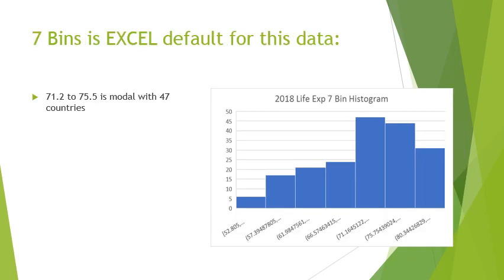The built-in default for this data has 7 bins in it, and in this we see that the modal value occurs between 71.2 and 75.5, and this has 47 countries. After that, the number of countries started declining, so this gives us some information about the range of life expectancies in where the largest number of countries fall.